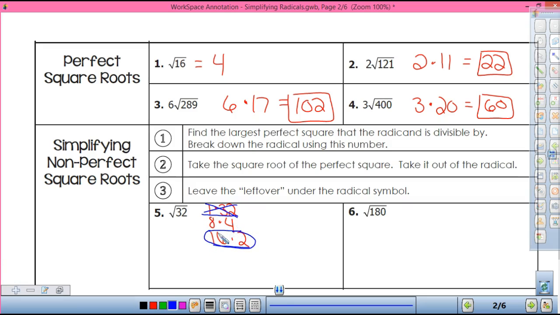So I'm going to split this now into 2 square roots. I'm going to split it into the square root of 16 and the square root of 2. So 16 times 2 gives me 32. Now I can simplify the perfect square. What's the square root of 16? So 4 root 2 is my answer. Because I can't simplify root 2 any further, can I? So now I'm done because I can't simplify the square root of 2.